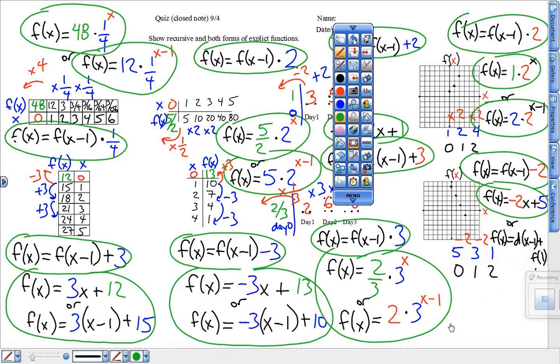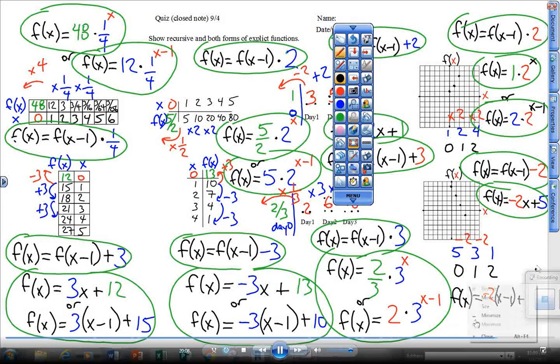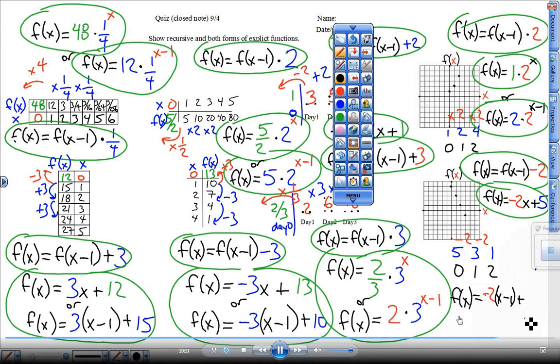So this final answer would be f of x equals -2 and then x minus 1 plus 3. And again, remember that -2 times x minus 1 plus 3 is equivalent to this. -2 times -1 gives me +2, and that 2 and that 3 is where I get the 5. So -2x plus 5, they're equivalent.